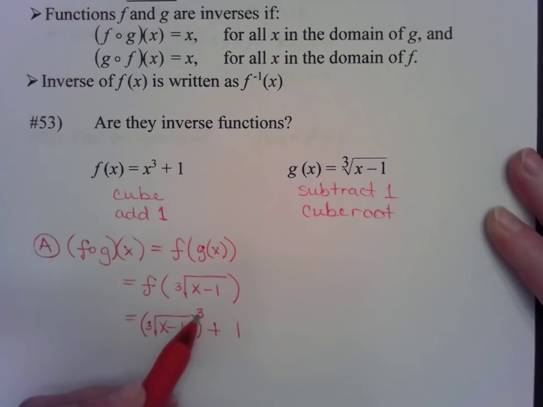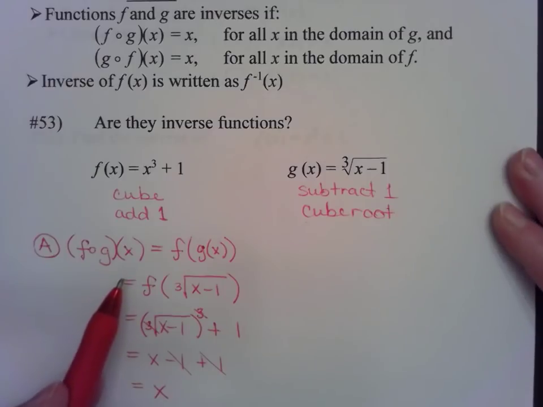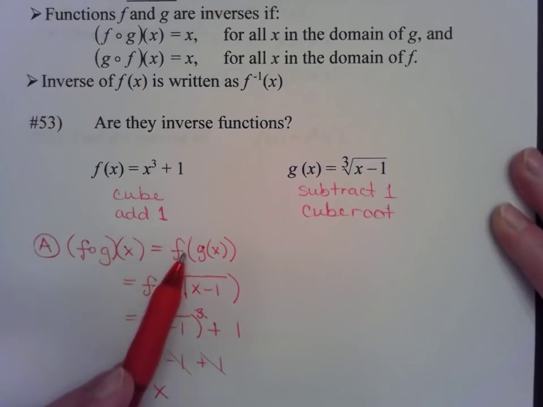This one does, right? The cube and the cube root, those can cancel each other out. So we'll have x minus 1 plus 1. And then minus 1 and plus 1, those add to 0 or cancel each other out. And we're left with just x. So this says that f counteracts the actions of g.